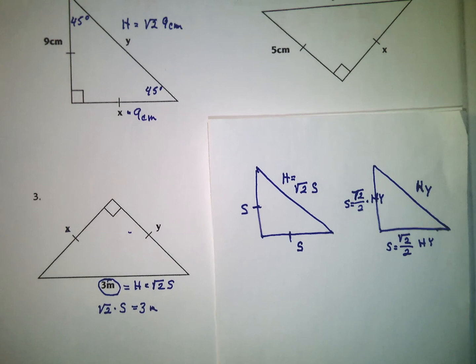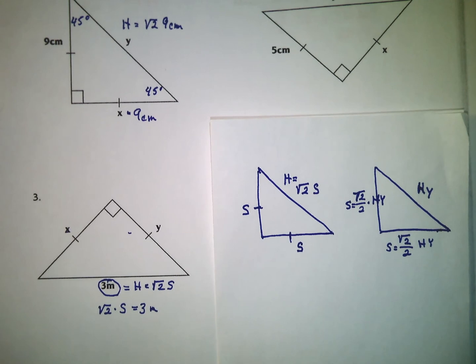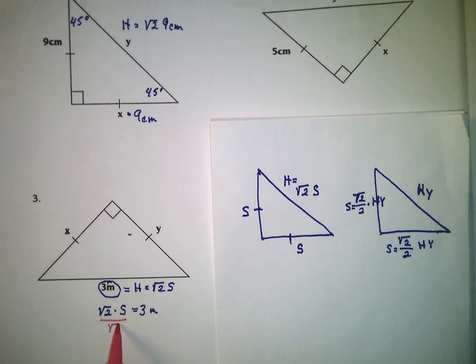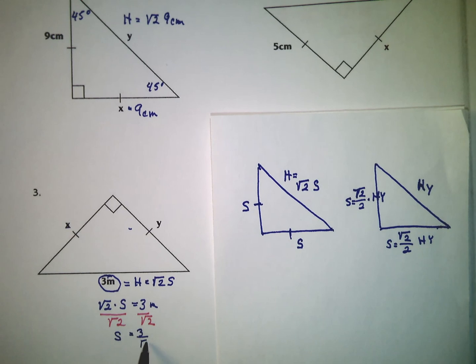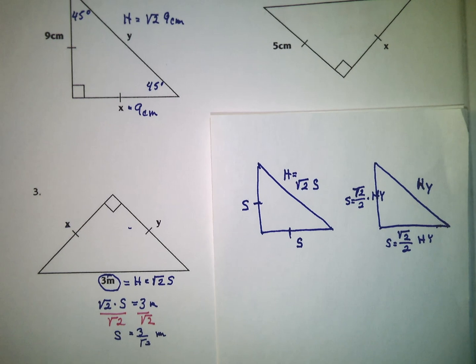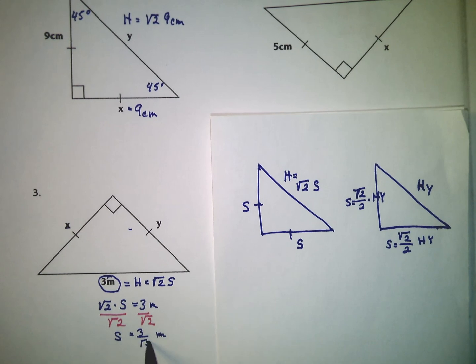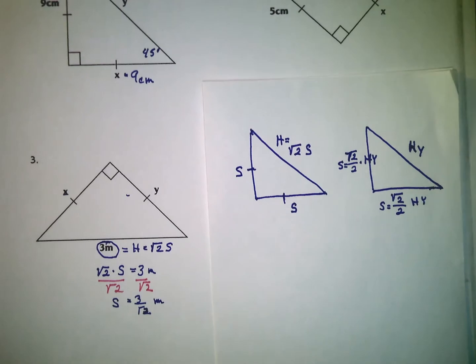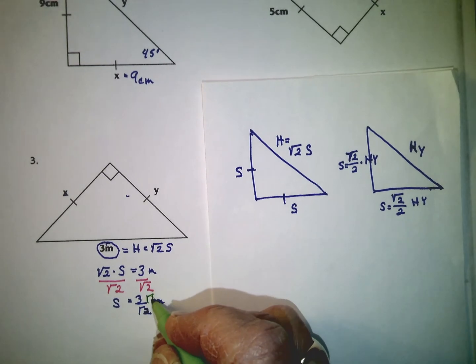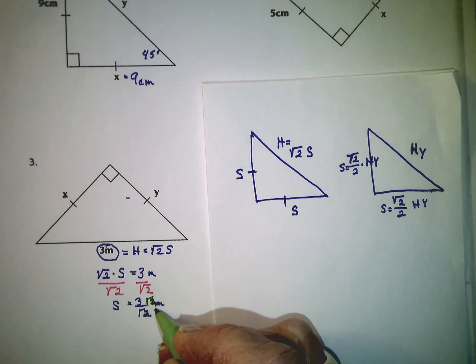So we would have to then divide both sides by the square root of 2 to get the s by itself. So now we have that the length of one of the congruent sides is 3 divided by the square root of 2 meters. Just one little problem. Ancient law that keeps hanging over us says you can't have a radical denominator. We have to get rid of this square root of 2 down here. So we're going to have to rationalize the denominator. We're going to have to multiply the numerator and the denominator by the square root of 2.